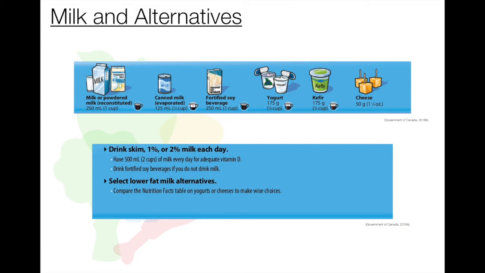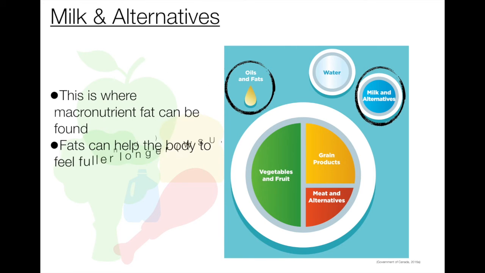So our third section is milk and alternatives. Now with milk and alternatives, we don't need as much of these compared to the other types of food. So in milk and alternatives, this is where we can find the macronutrient fat. Fat is not something we need as much of, but it's good to have a good amount of fat in your diet because fat helps you feel full longer. So similar to carbohydrates, on how carbohydrates can make you feel full and you need them for energy, fats help you not need to eat as soon because you don't feel as hungry.